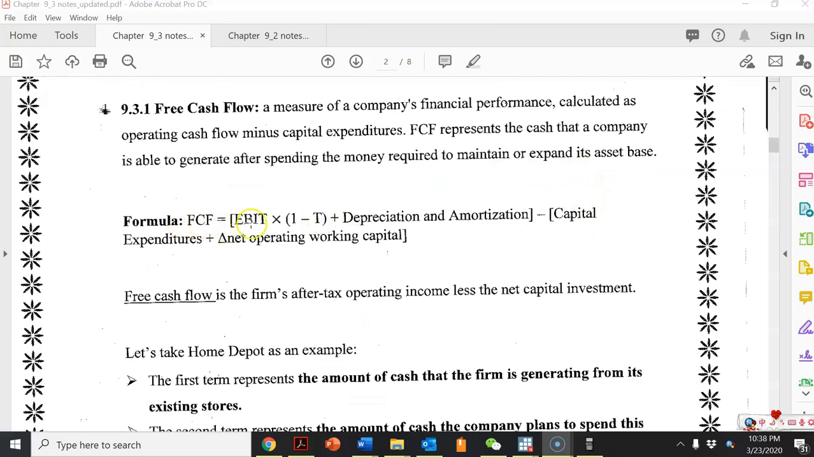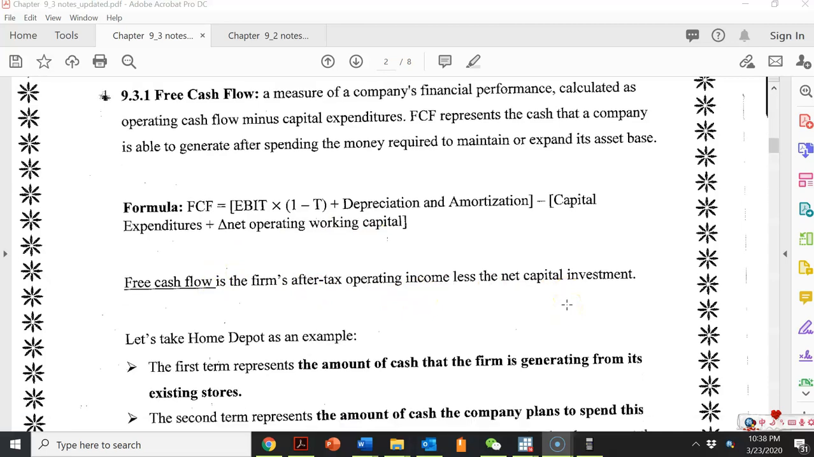Free cash flow becomes EBIT multiplied by (1 minus T), plus depreciation and amortization, minus capital expenditures, plus delta net operating working capital. Free cash flow is the firm's after-tax operating income less the net capital investment.